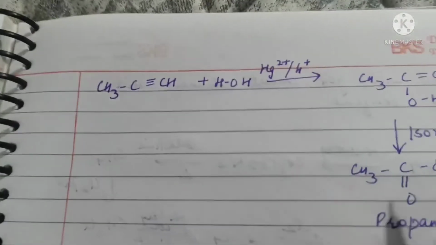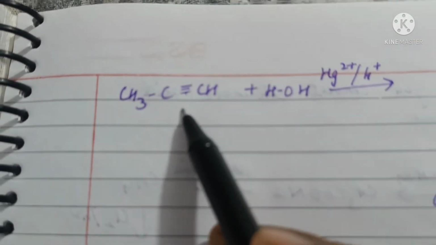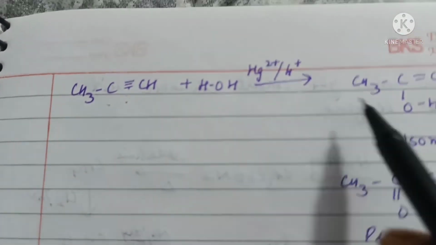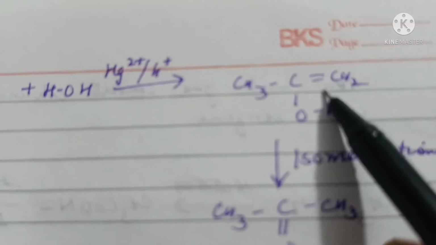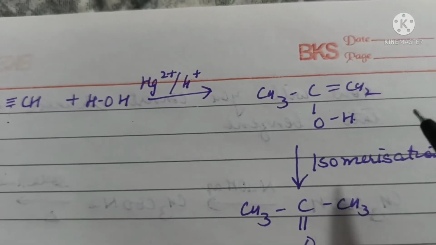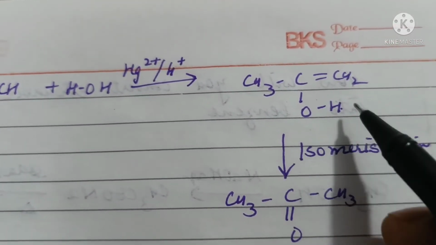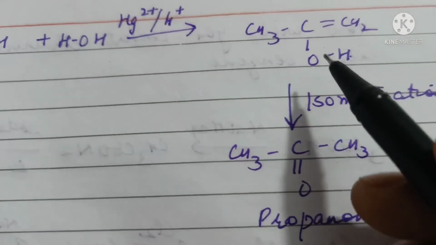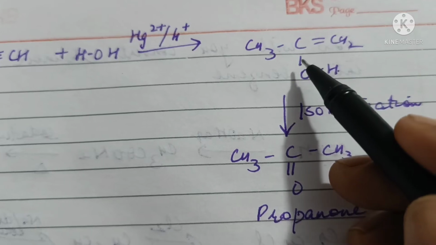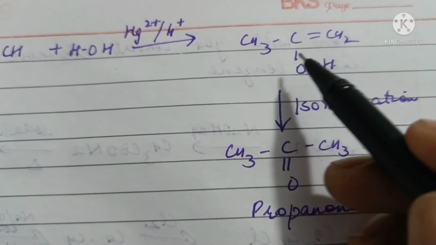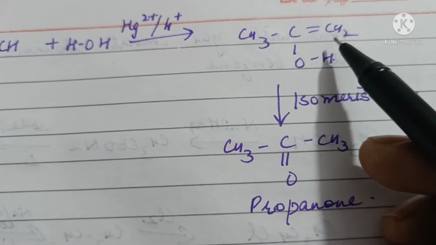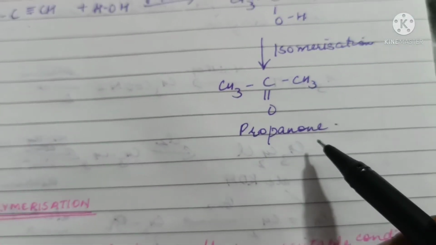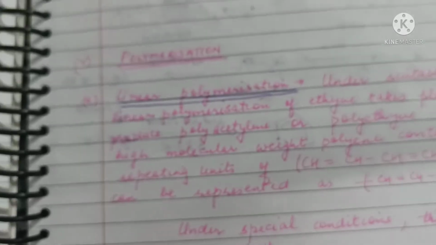In case of propyne, when this bond breaks, OH is added here, H is added here, and the double bond is there. So this is ene for the double bond and ol for OH. It will isomerize itself to ketone. The double bond goes here and H goes here to form CH3, C double bond O, single bond CH3. Propanone, or acetone in the common system, is formed.